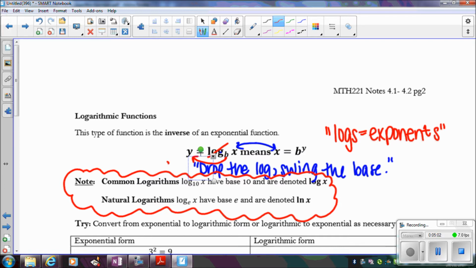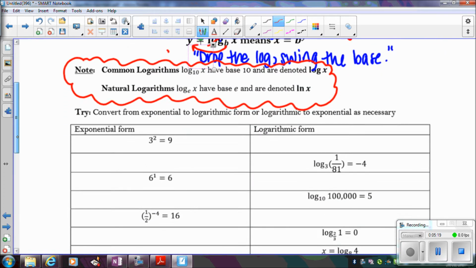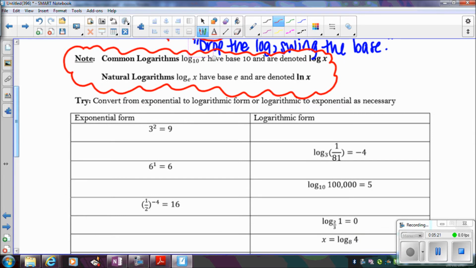And then the natural log is represented with ln of x, but that really means base e. So this is the inverse of the function e to the x is really what it's saying. So that's kind of two things to keep note of. So let's go ahead and just practice converting. So I'm going to start over with the log first and then go back to the exponential.